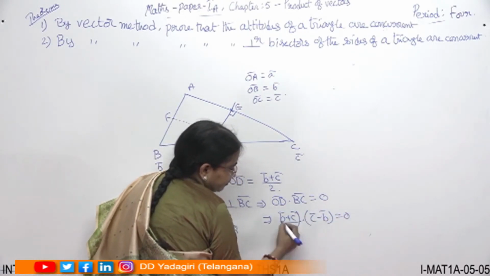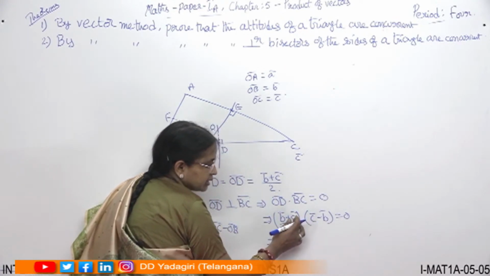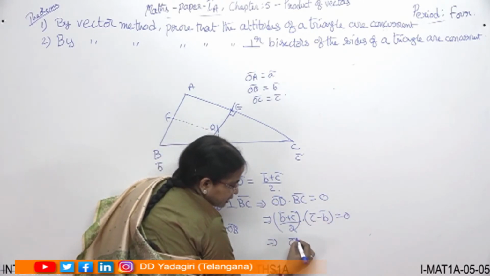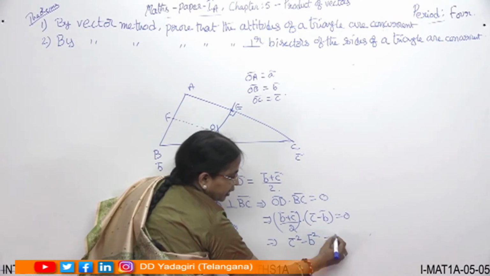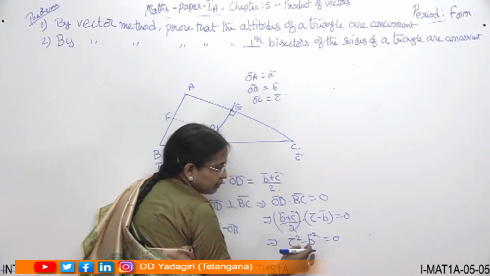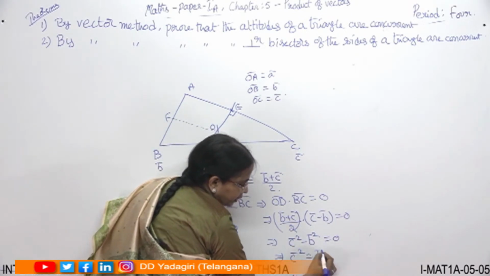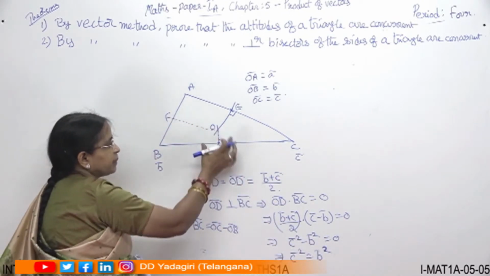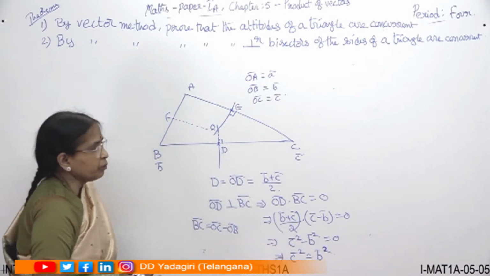Dot of this. So now it is B plus C dot C minus B, or C plus B dot C minus B. So it is C square minus B square by 2 is equal to 0. Anyhow that 2 will get 2 into 0 becomes 0. So C square minus B square is 0, so C square is equal to B square. So now OD is perpendicular to BC, and from this we got C square is equal to B square.